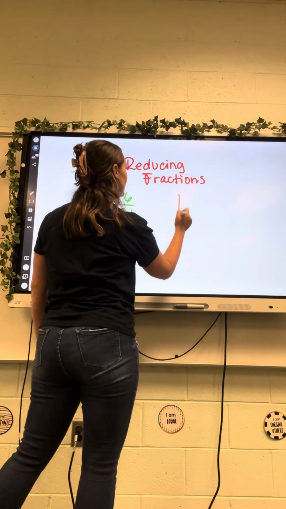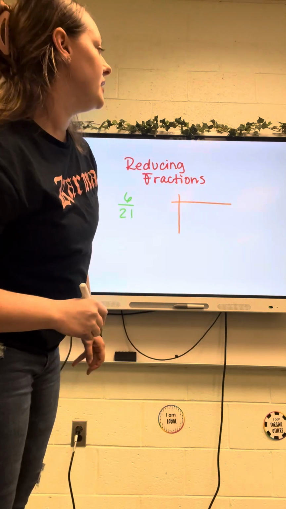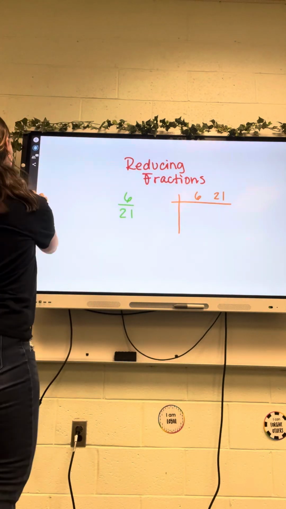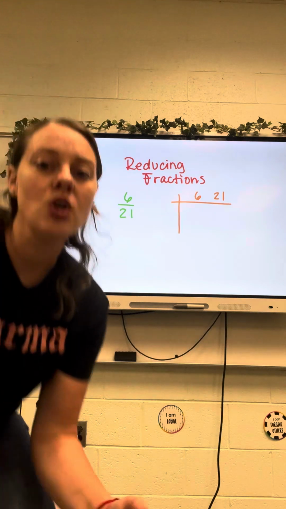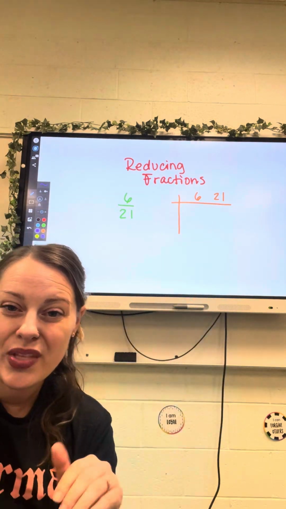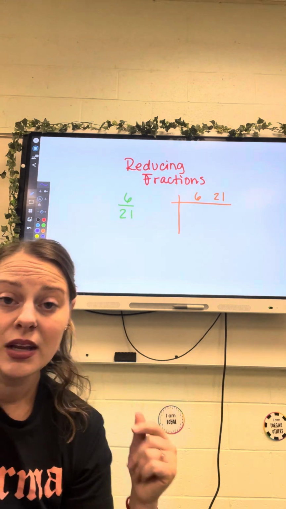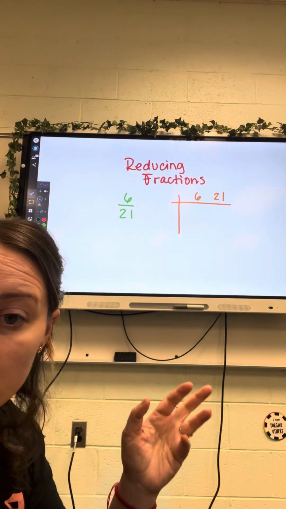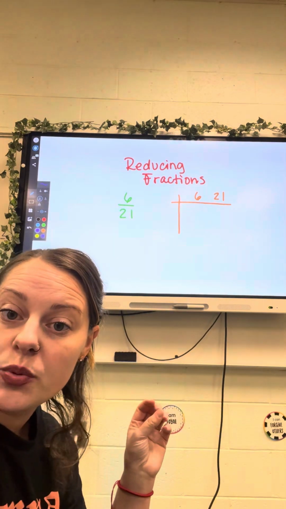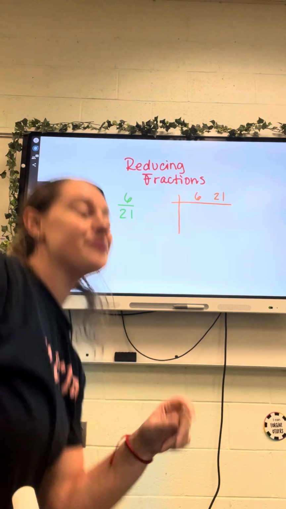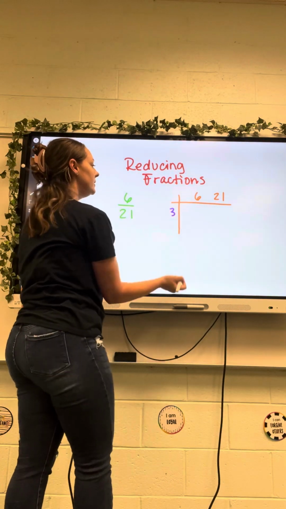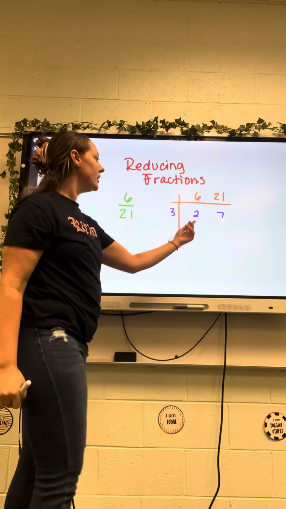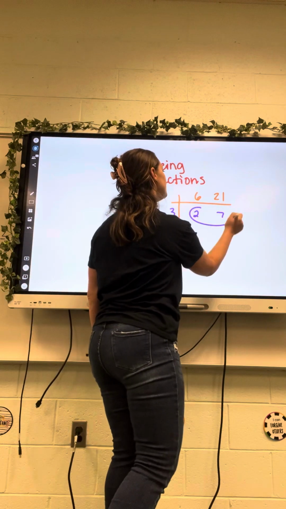All right, now that you guys have tried, we have 6 over here and 21 over here, and I'm going to start my reducing. So what number can equal 6 and 21? Well, that's hard because they're not both even. So what I focus on now is what numbers equal 6? 2 times 3. Can 2 equal 21? No. Can 3 equal 21? Yes. So I'm going to pull a 3 out. 3 times 2 is 6, and 3 times 7 is 21. I can no longer reduce these. So this is my new fraction.